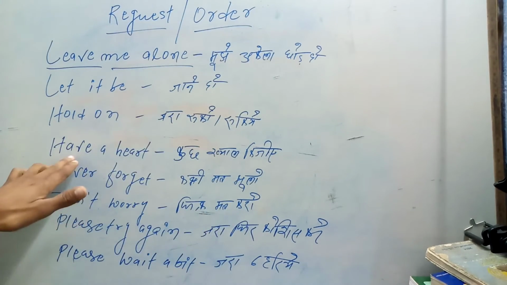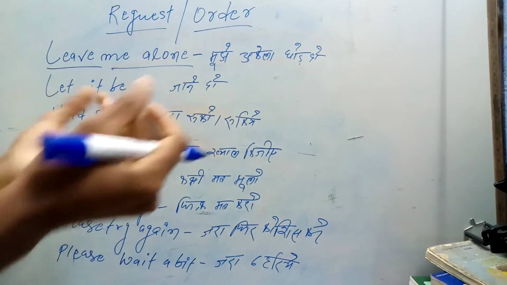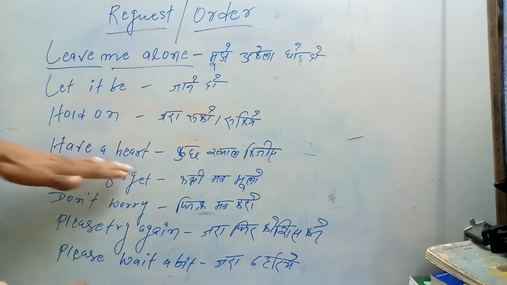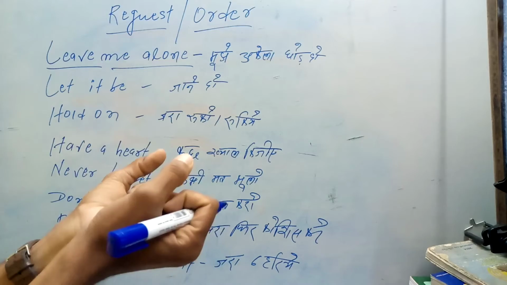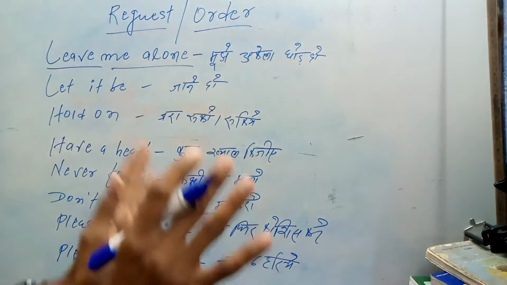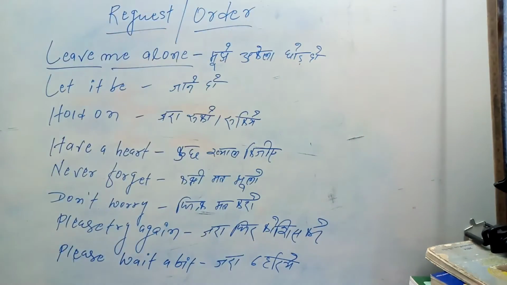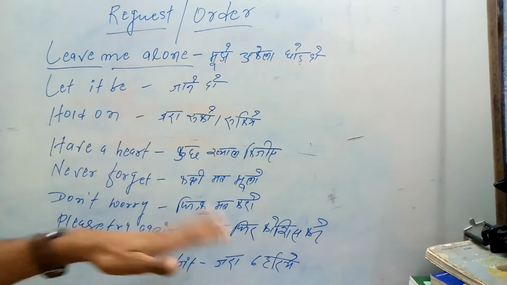Now, have a heart means think something about me. If I say something, think about my perspective, my thought. Have a heart, kuch khyal kijiye. Hindi mein kya hai, kuch khyal kijiye. If I have bought something, if I have something, I should care for that thing, that person. Have a heart means उसके बारे में थोड़ा ख्याल रखिए. Think about him, कुछ ख्याल रखिए, ख्याल कीजिए.